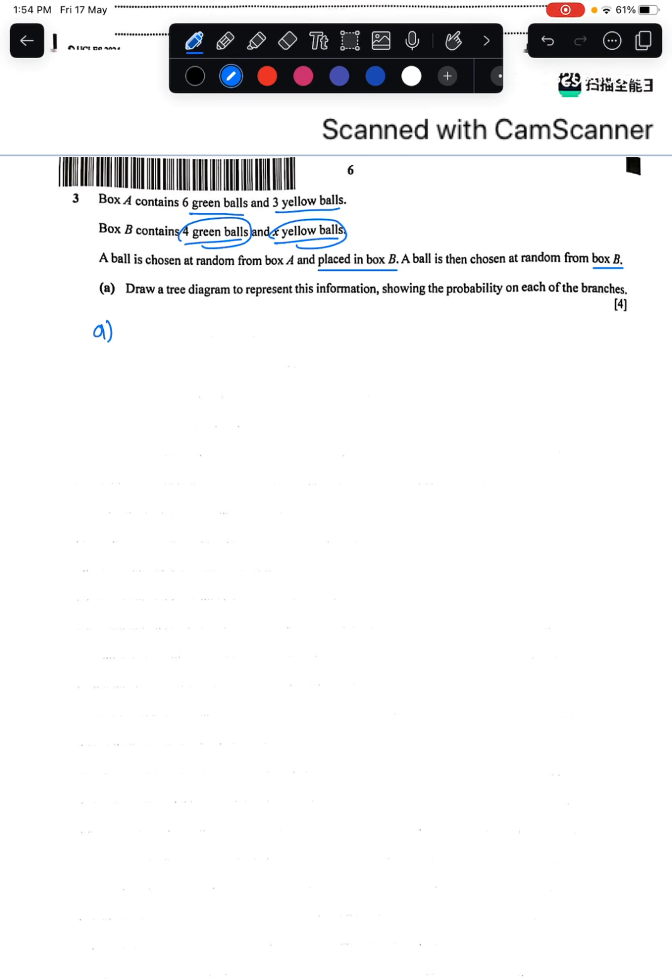Okay, question number 3, we have to draw a tree diagram. Box A has 6 green balls and 3 yellow balls. Box B has 4 green balls and x yellow balls. A ball is chosen from A, then placed in B. A ball is then chosen at random from B. So let's draw the first branch.